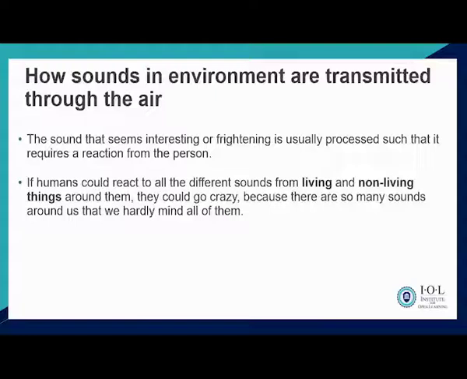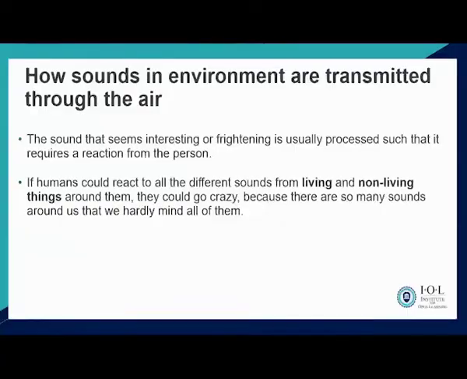And if humans could react to all different sounds from living or non-living things mainly around them, they could go crazy, because there are so many sounds around us that we hardly mind all of them. So we don't mind all the sounds. We only mind the ones that we feel are more interesting or frightening, because that's what we need to pay attention to.